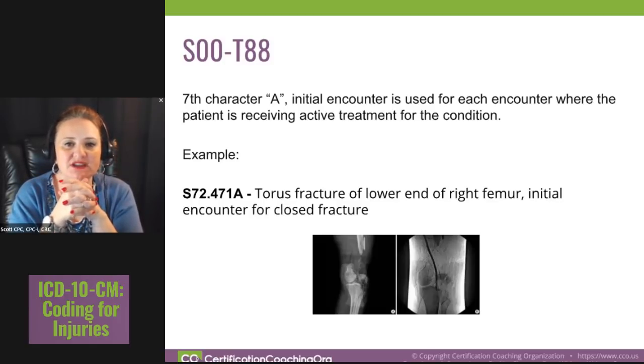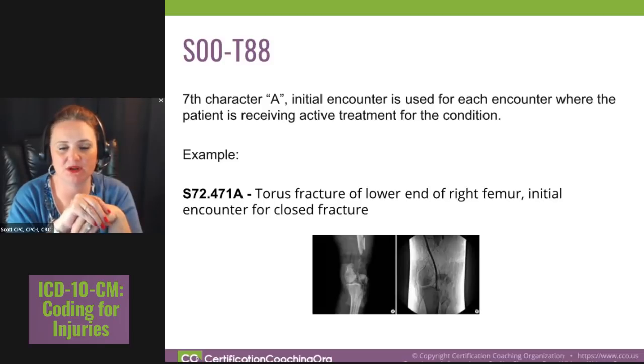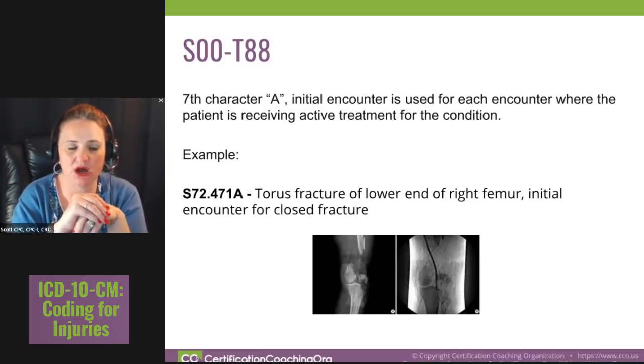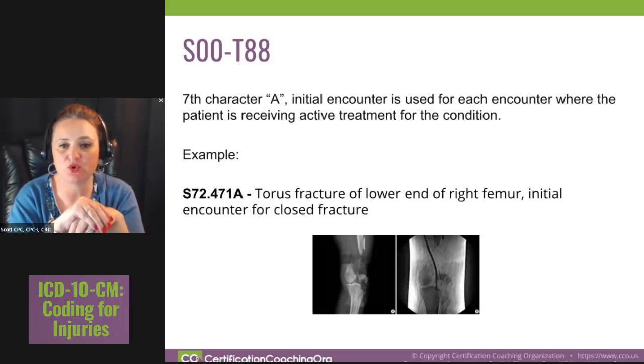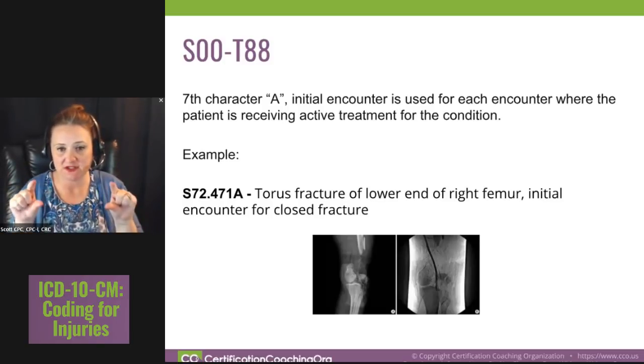So if we have a seventh encounter, I don't know, I always pull femurs. It's the largest bone in the body. I like to do things with femurs. So we have an initial encounter for a torus fracture of the lower end of the right femur, initial encounter for a closed fracture. So that's all the information you need. Think about the description of that code, right?